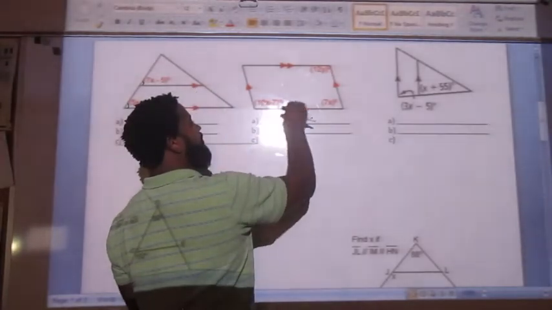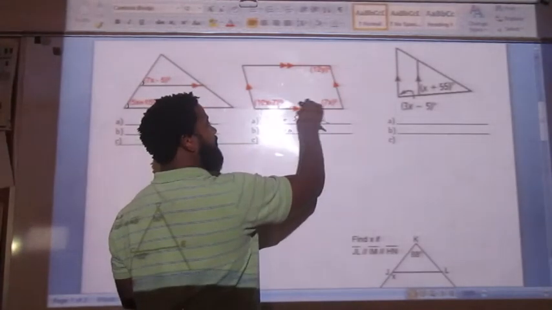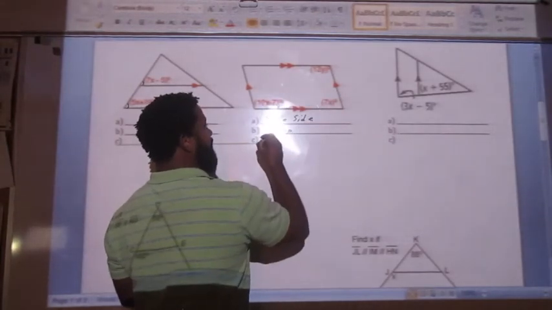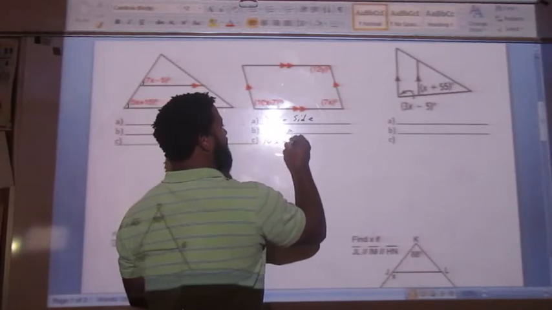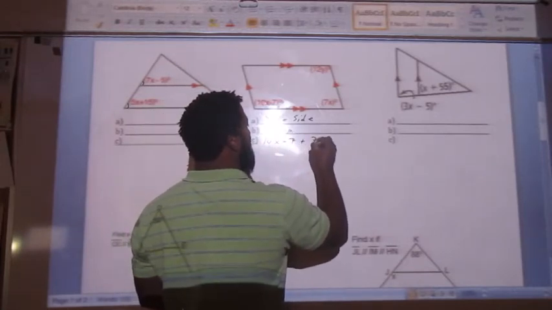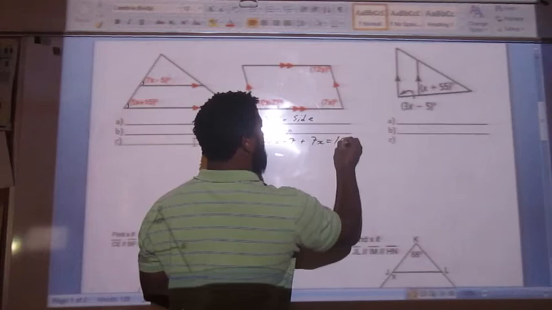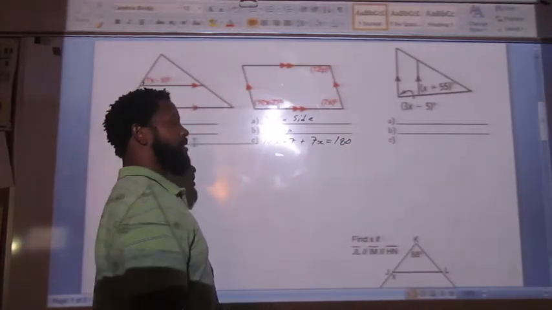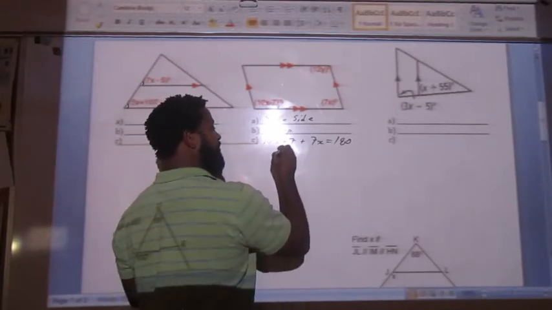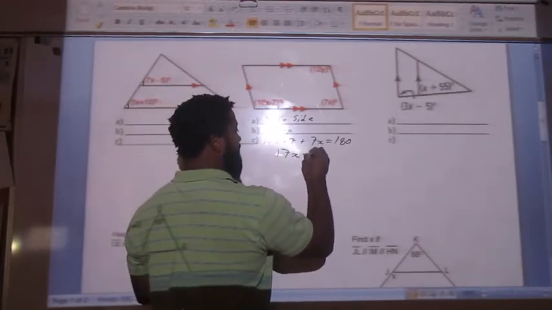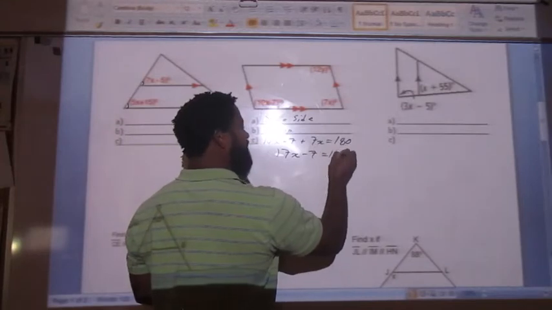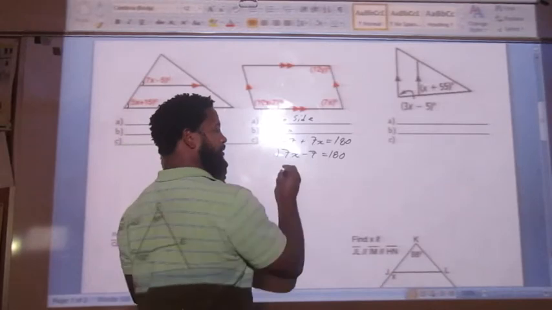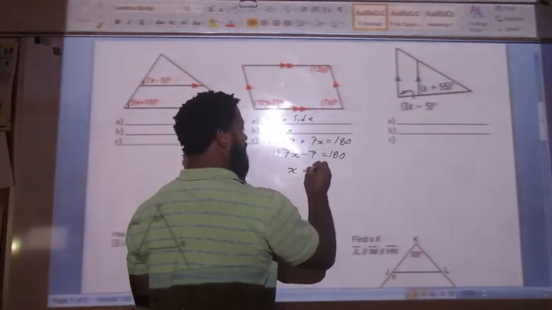So therefore, you're going to take these two x's because they are supplementary. This part plus this part is equal to 180, okay? 10x minus 7 plus 7x is equal to 180, right? Combine your like terms, all right? So we have 17x minus 7 is equal to 180. Do we have some deja vu right here? Clearly x is equal to 11, right?